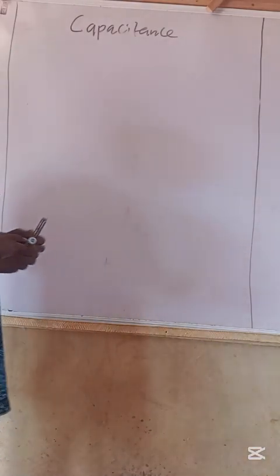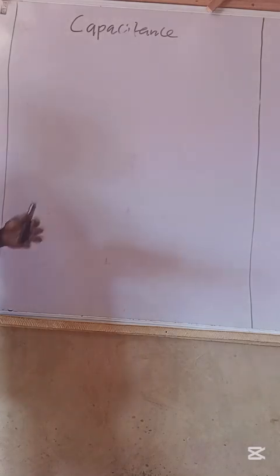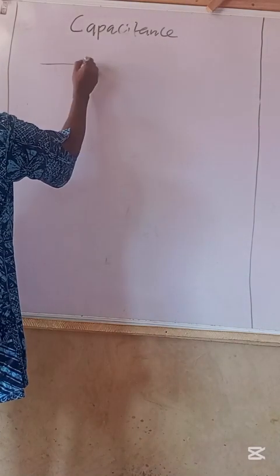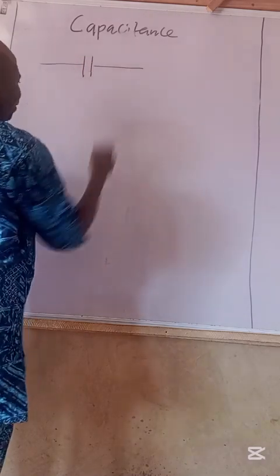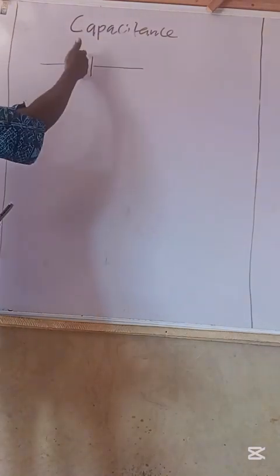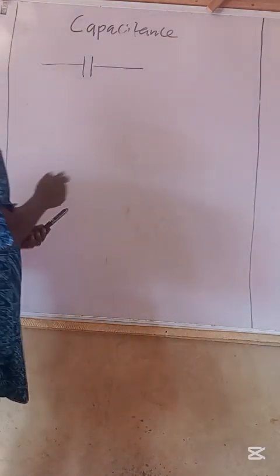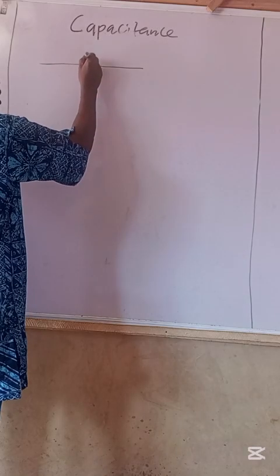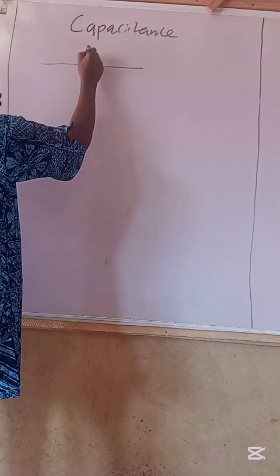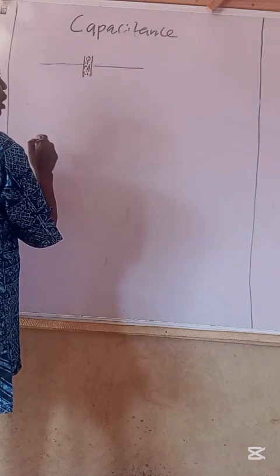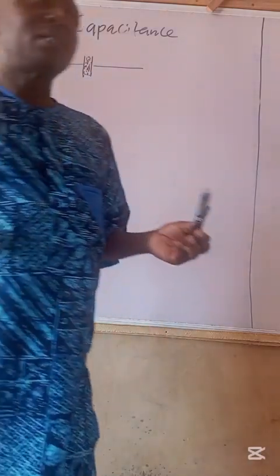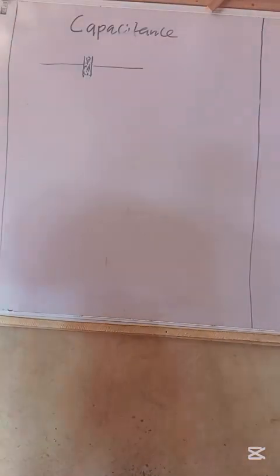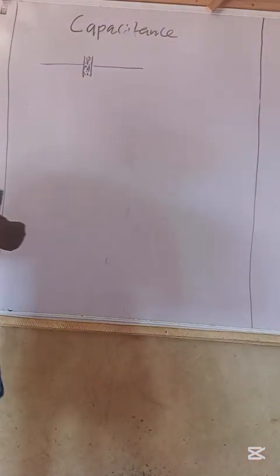Capacitors. What is a capacitor? It's a device for storing electric charge, and it consists of two plates separated by an insulator. You know this is plates, this is plates. What we have in between here is an insulator, and that insulator we also call a dielectric. And I believe that you know what an insulator is. That is a material that doesn't allow electric current to pass through it.